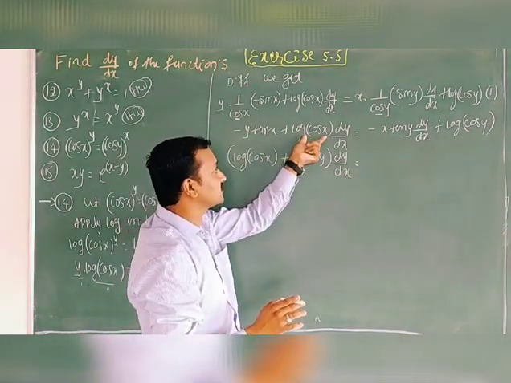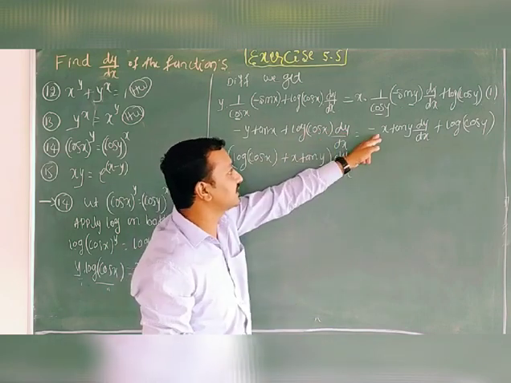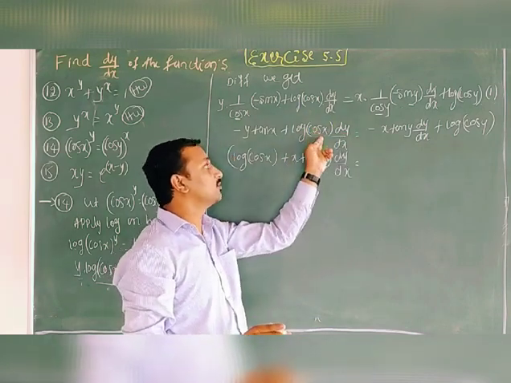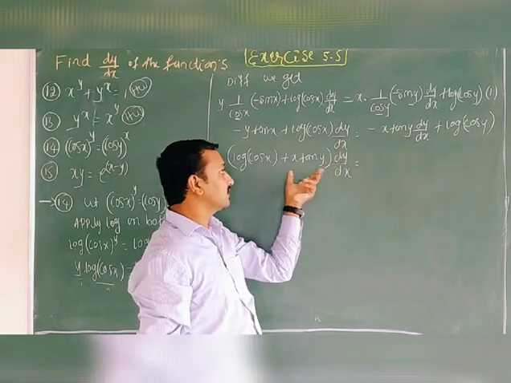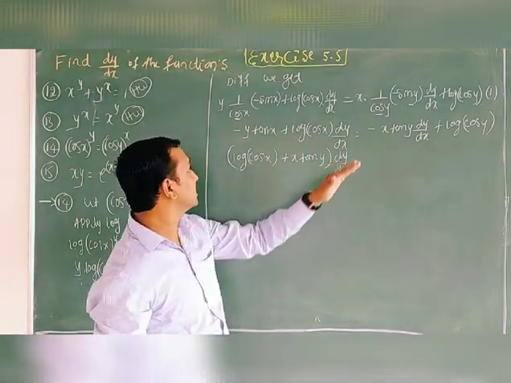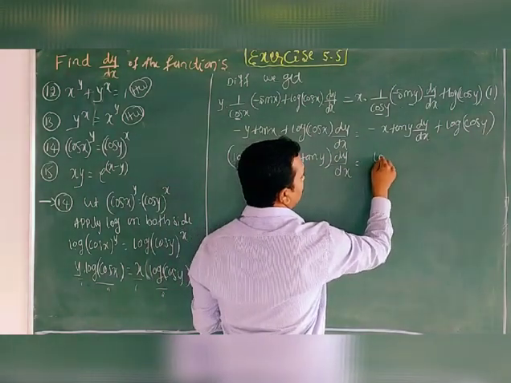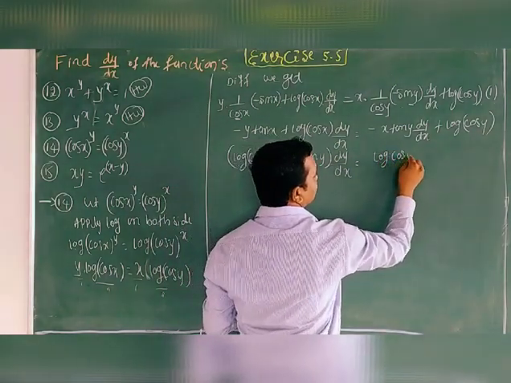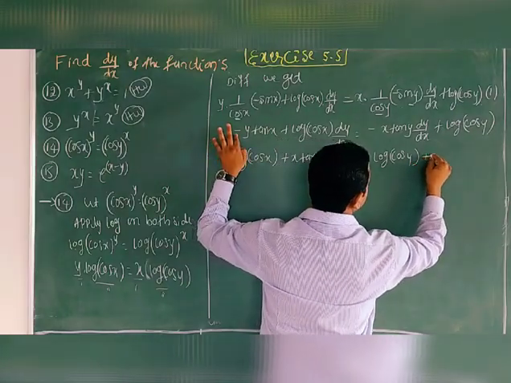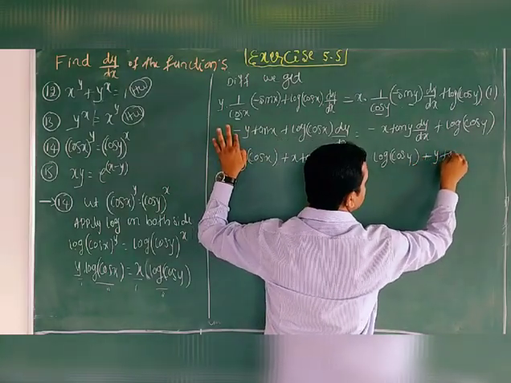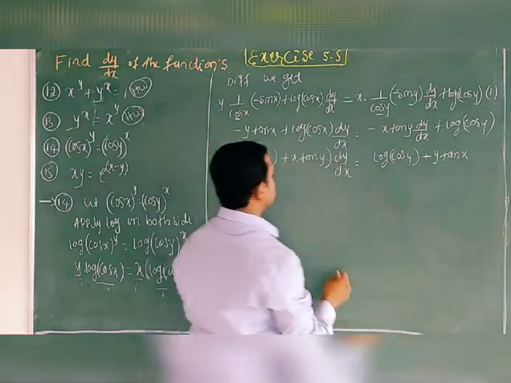Because this is log of cos x into dy by dx, the minus term shifted to the left-hand side will also become plus x into tan y. So both terms having dy by dx, dy by dx is common. Then the remaining terms on one side: that is log of cos y, already there. Then this minus term shifted will become plus y into tan x. Clear that?